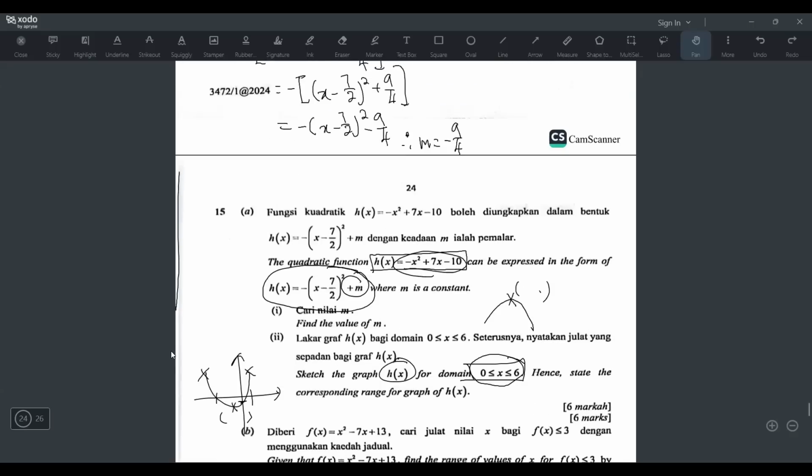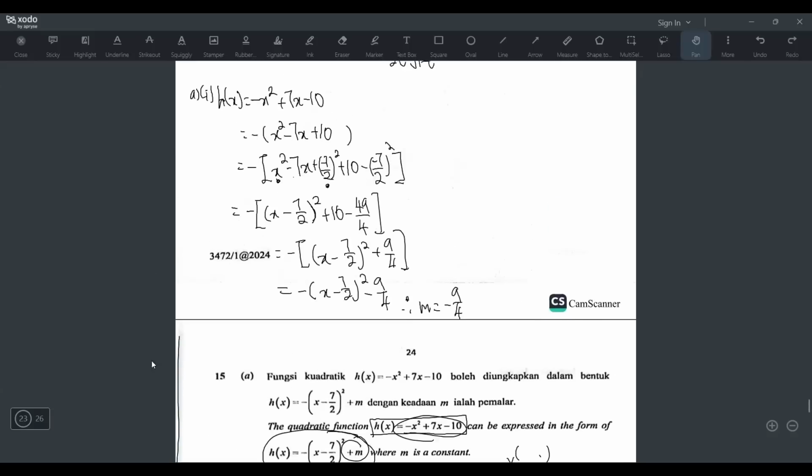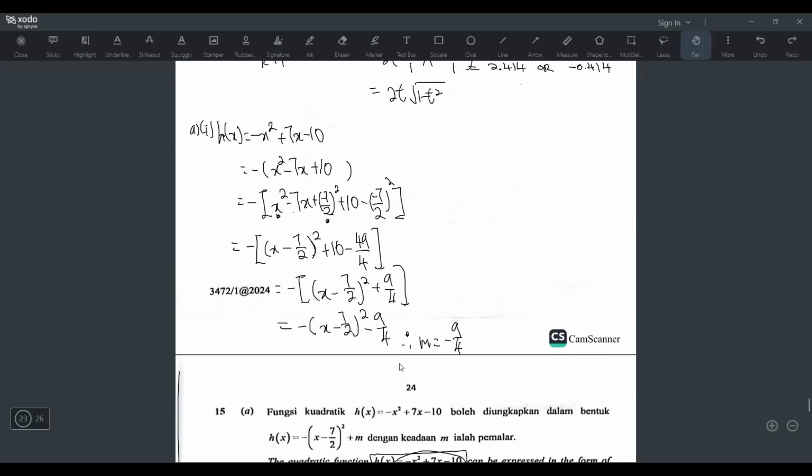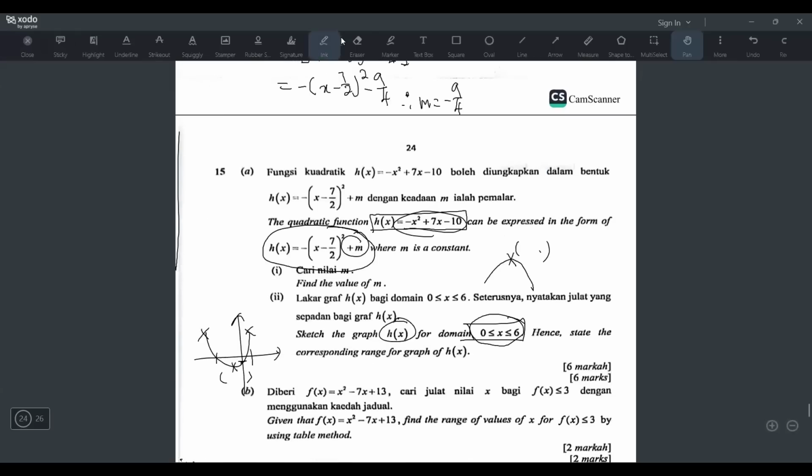Actually, there are three methods to find the turning point. You can either change to vertex form, or you can find the x-intercepts, add the two x-intercepts together, divide by 2, and then after you get the x coordinate, you substitute inside to get the y coordinate. Or the third way is to use the negative b over 2a formula. But for this question, since you already changed to vertex form, you can straight away get your turning point. So how do we get the turning point from our vertex form?